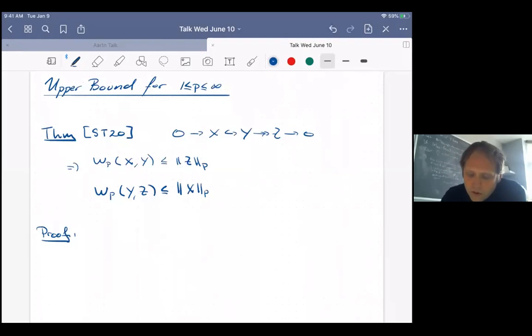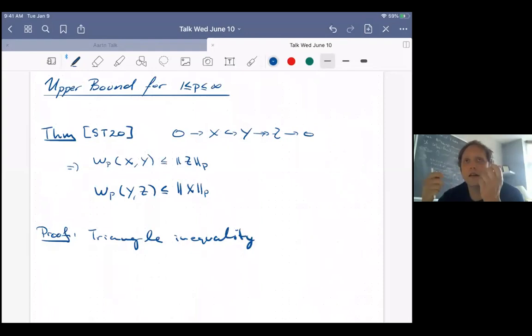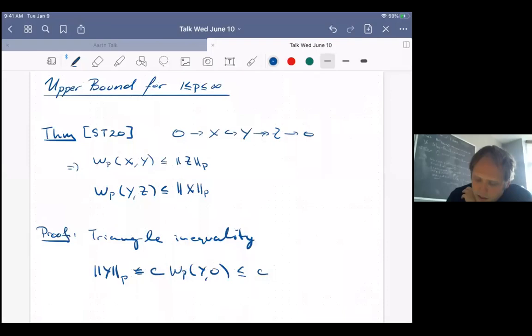Once you have this result, the proof is essentially again just the triangle inequality, where one has to be a little bit careful about the various factors. In principle, all you're doing is saying that the Wasserstein distance of Y is going to be equal to some constant times the Wasserstein distance of Y to zero, which is again upper bounded by this constant times the distance of X to zero plus X to Y.